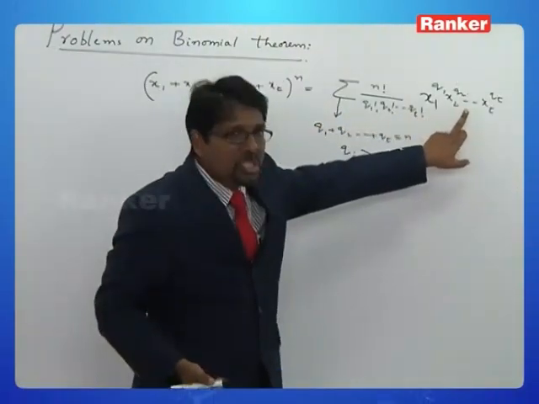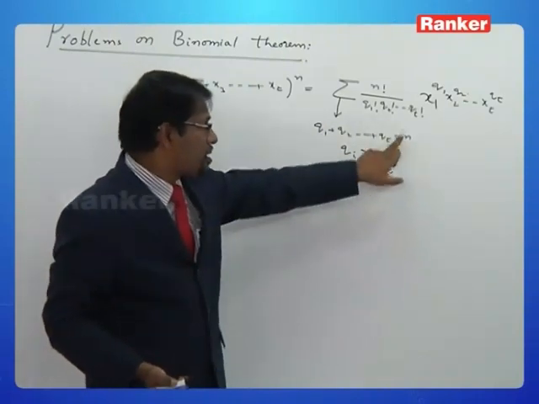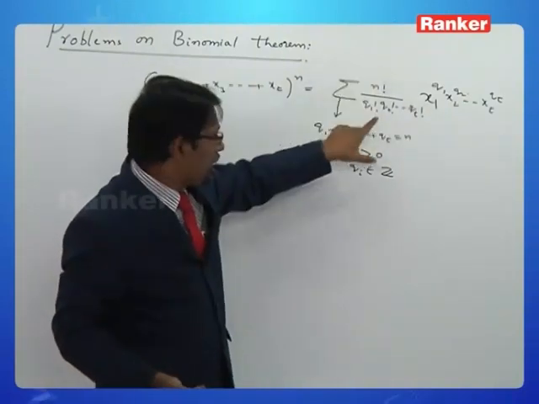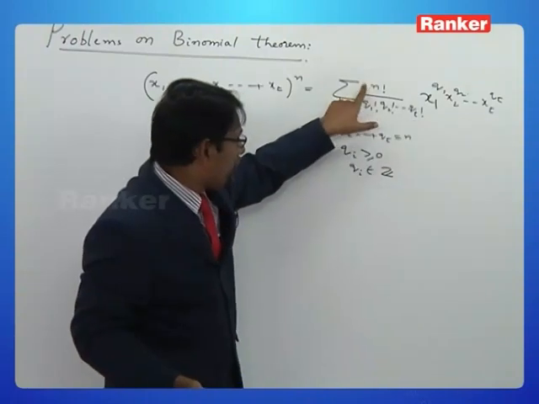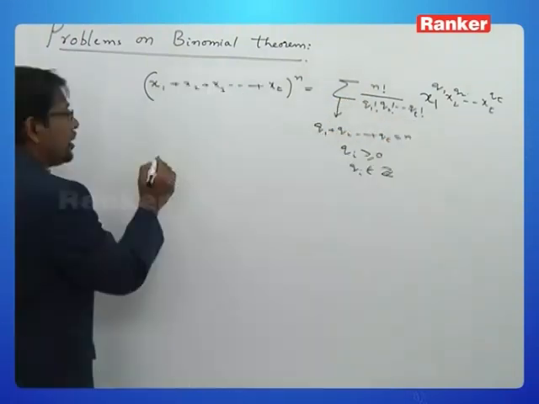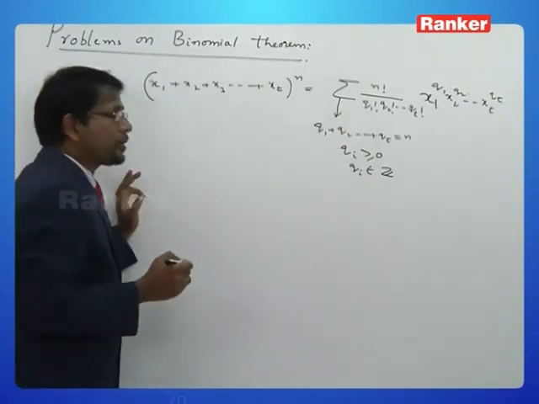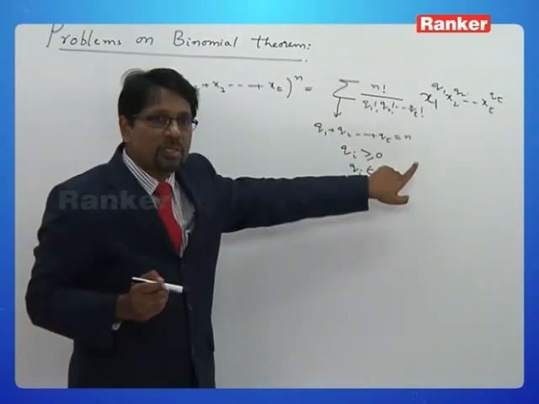So for every splitting of this n into t non-negative numbers, you get a term here, and the coefficient will be given by n factorial by q1 factorial into q2 factorial into qt factorial. Now, how many distinct terms are here? As many as the number of solutions of this.